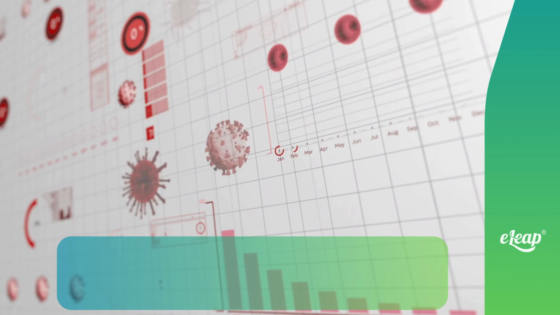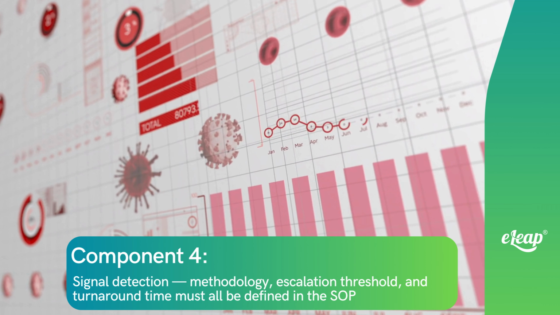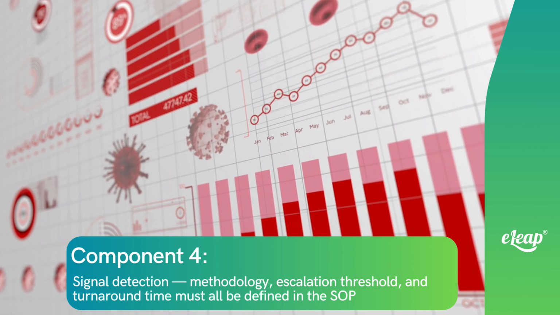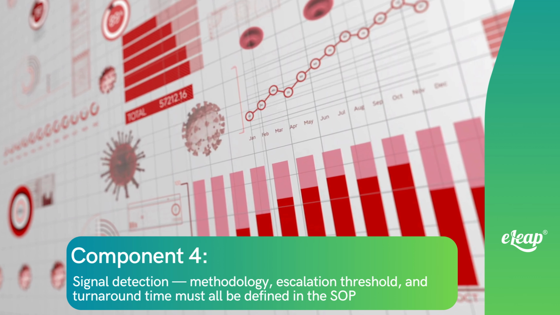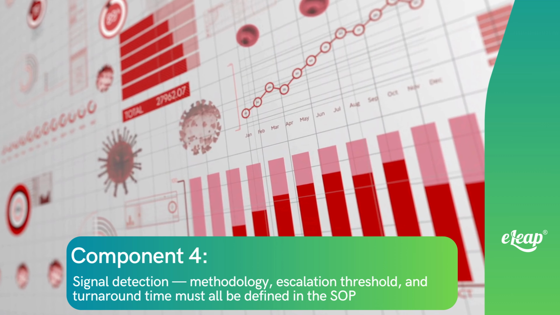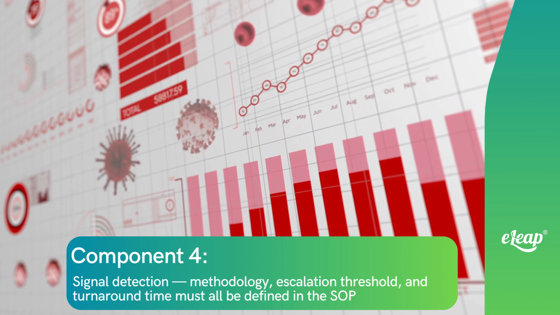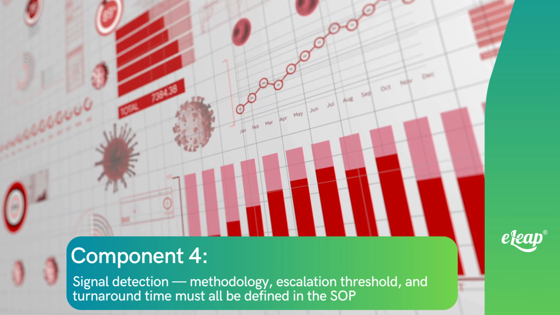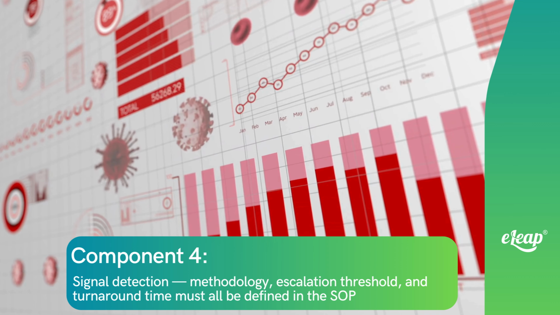Step 4 addresses signal detection, the process of identifying potential safety signals from aggregate adverse event data. Your SOP must describe the methodology your organization uses, whether that is proportional reporting ratio analysis, Bayesian data mining, or a manual clinical review process.